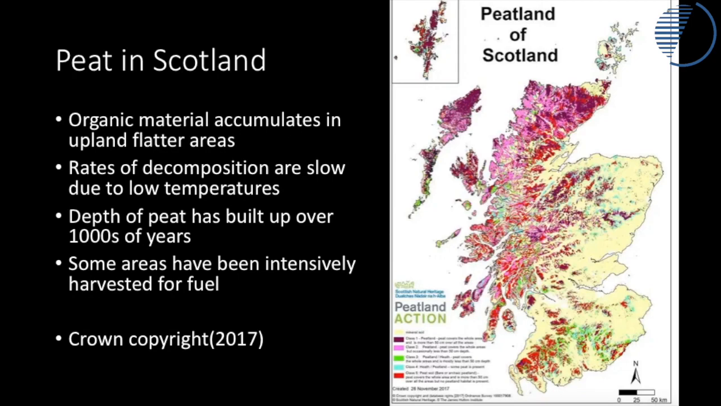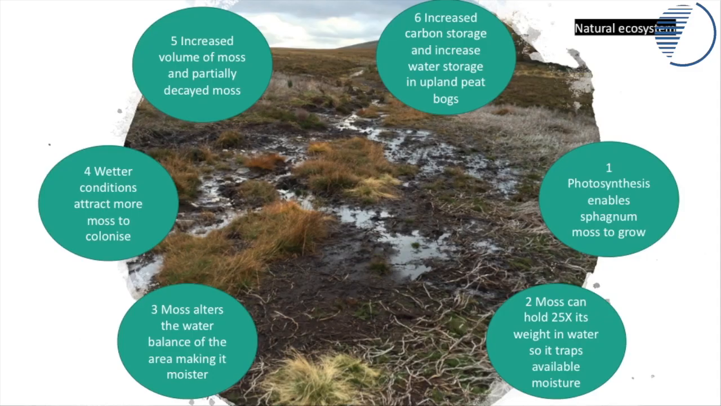So as part of the OCR specification for Geography A-level, we're going to think now about the interaction between the carbon cycle and the water cycle for the peat soil. So first of all, we start off with the carbon cycle. Photosynthesis will enable the sphagnum moss to grow. This bright green moss which is growing here will grow on the top of the bog.